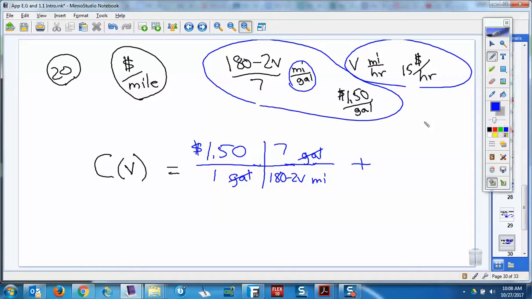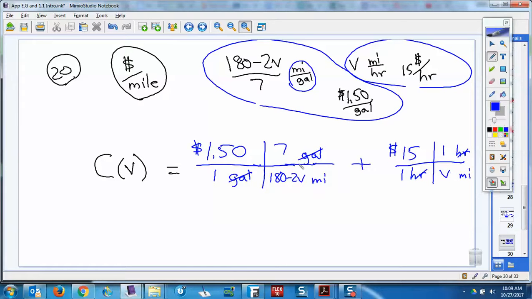Plus, now we've got the driver we have to pay. And again, I know I want dollars on top. So I've got $15 for 1 hour, and so I need hours to cancel. And I want miles on the bottom, right? Because I want dollars per mile. So I want hours to cancel. And so hours per mile, well, this is miles per hour. So I need to flip it. So 1 over V, right?